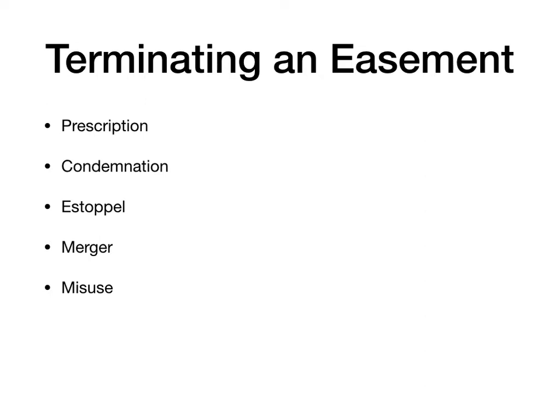An easement can also be terminated through misuse. So in some jurisdictions, if the dominant owner seriously misuses the easement, it may be ended through forfeiture. Now, you're not going to see misuse often. It's not a very common way that easements are terminated, but it is a possibility.